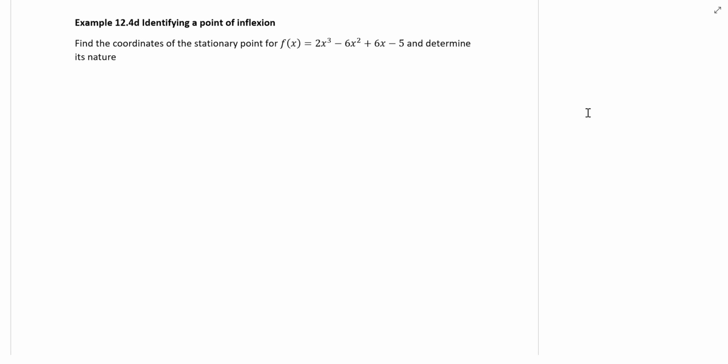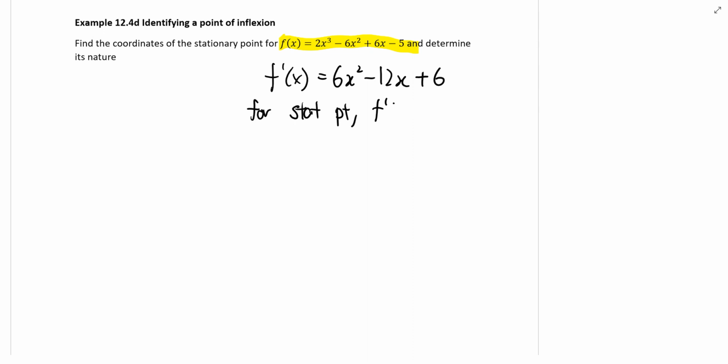When dy/dx is easy to find for an equation like this, we should use f prime x. That is 6x squared minus 12x plus 6. And for a stationary point, always write this statement: f prime x equals 0. So I have 6x squared minus 12x plus 6 equals 0. x equals 1 is my stationary point.